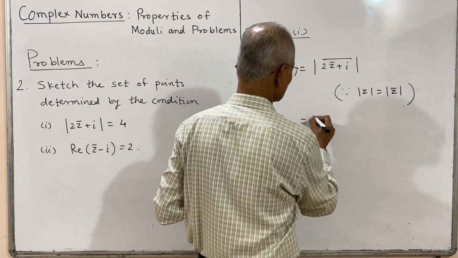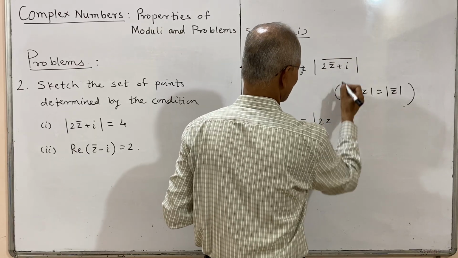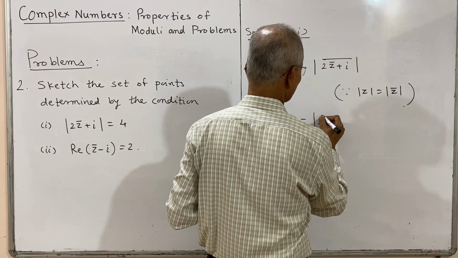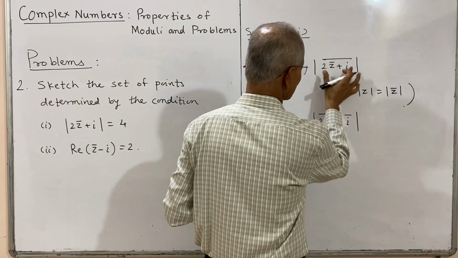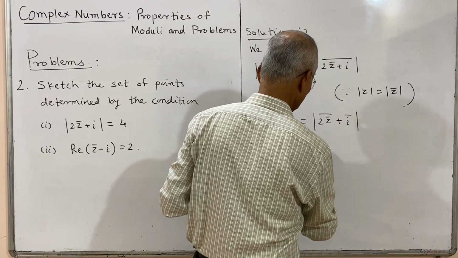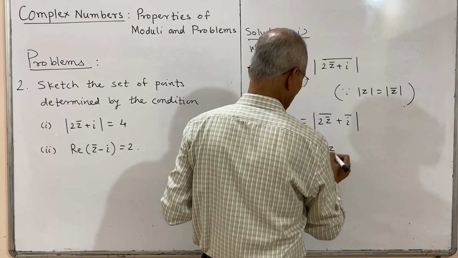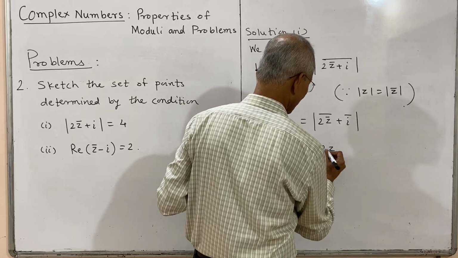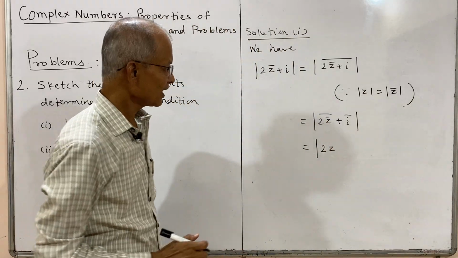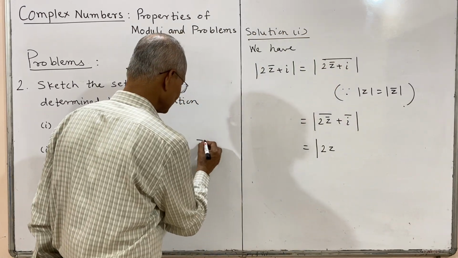Conjugate of 2 is 2, and double conjugate of z is z. Plus, we can write it like this, plus conjugate of i, separating the conjugates. This is now mod of 2z, so this is 2z because double conjugate of z is z, and conjugate of i. What is conjugate of i?